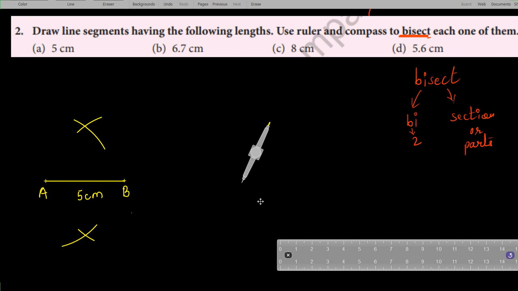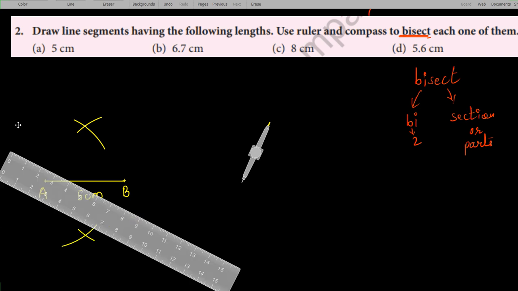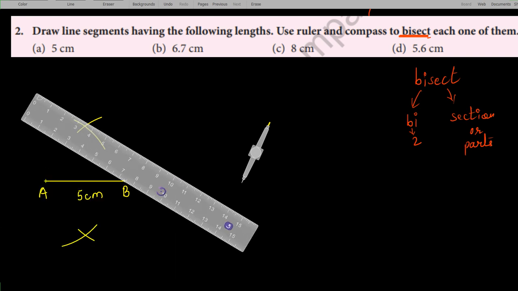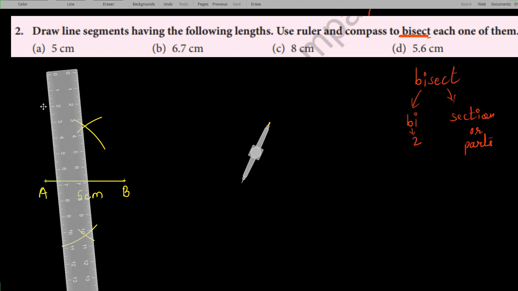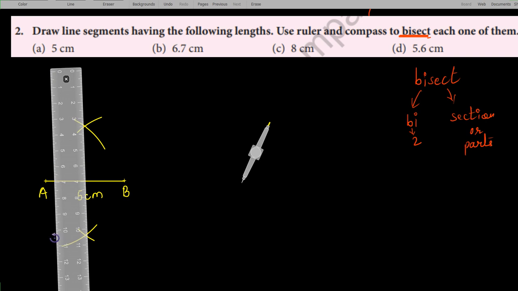We'll take our ruler now and we will join both of these cuts. We'll make a line segment which joins both of these cuts. This way we'll place our ruler. Can you understand what I am doing? And then we will draw a line this way.